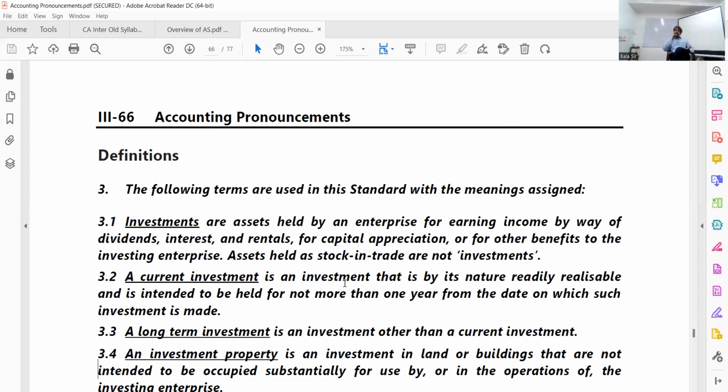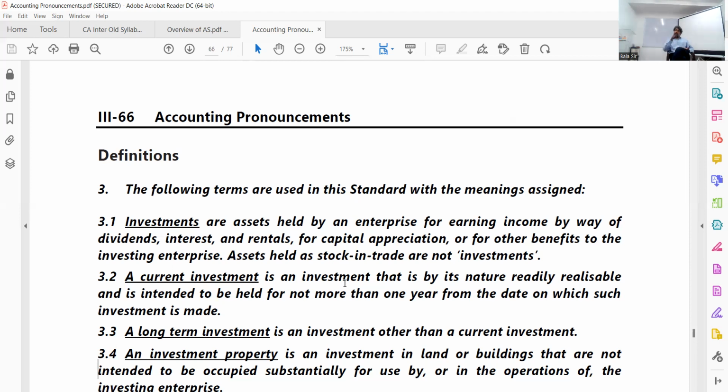So now see what is the definition given for a current investment. What is given? Para 3.2. Yes, sir. A current investment is an investment that is by its nature readily realizable, by its nature, readily realizable, and is intended to be. You saw the word intended. That's a key word. The intention matters.